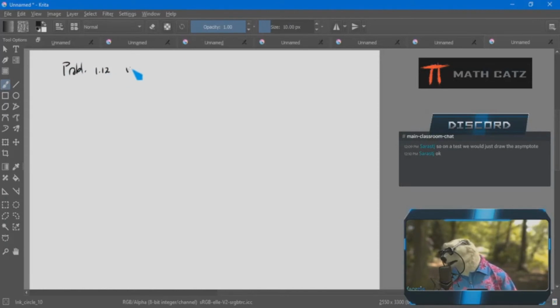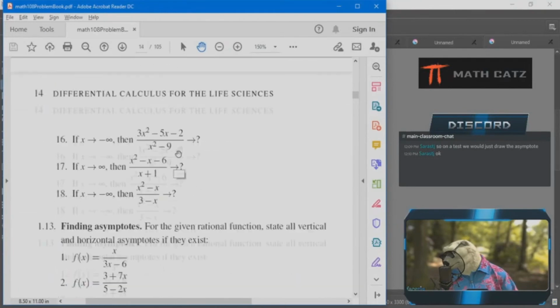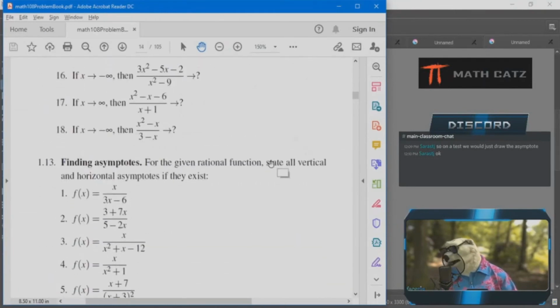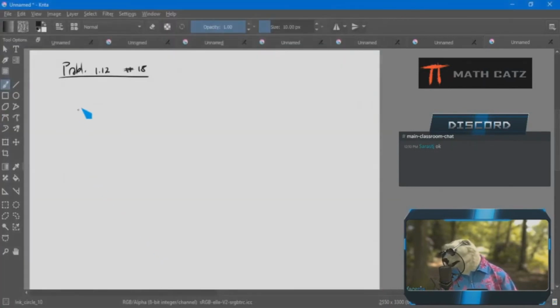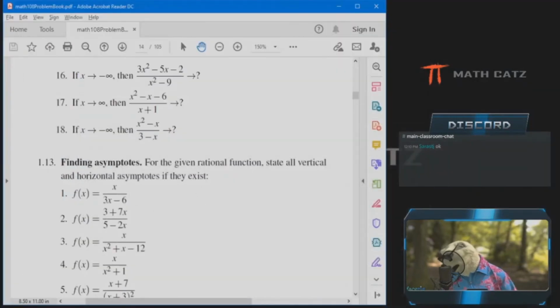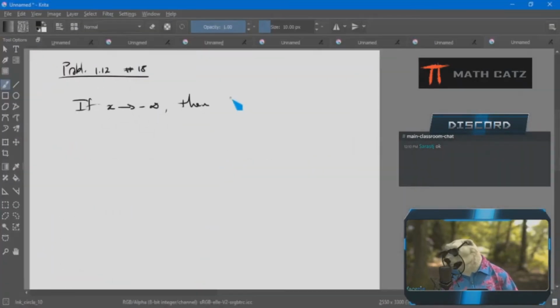Problem 112, number 18. Is this one? Again, not hard. Let me just write it down. The most time-consuming thing here is copying down the question. Then, what are the polynomials involved? x squared minus x over 3 minus x. The long-term question is really the nicest question. I don't even care what happens to these. I care about leading terms. Everything else is completely irrelevant.